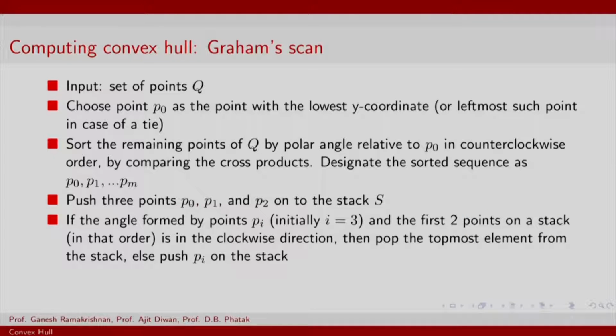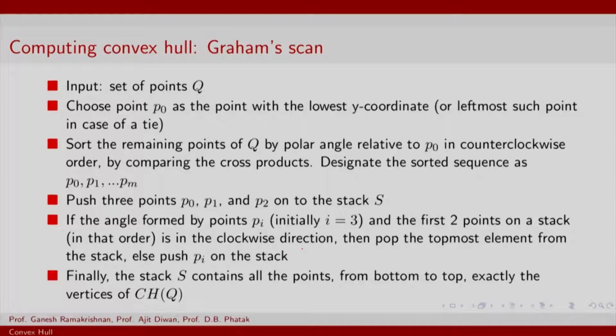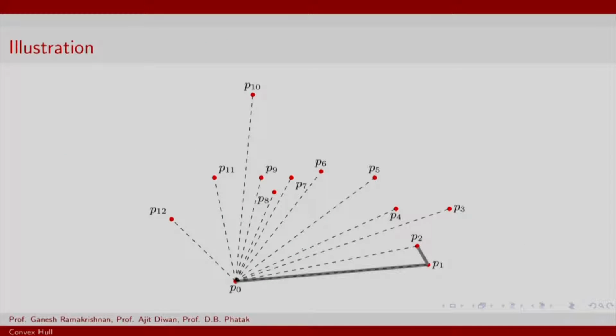This is summarized here. If the angle formed by points Pi, we start with i equals 3, and the first 2 points on the stack in that order is in the clockwise direction, then pop the topmost element from the stack, else push Pi into the stack. So finally the stack contains all the points from bottom to top, exactly the vertices of the convex hull Q. We will illustrate this. So here is a complete example.